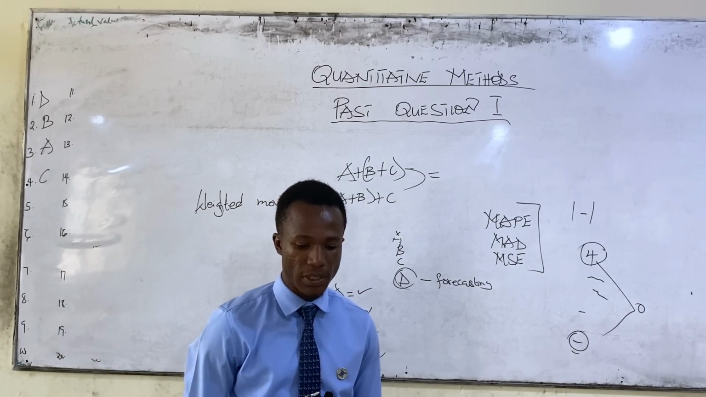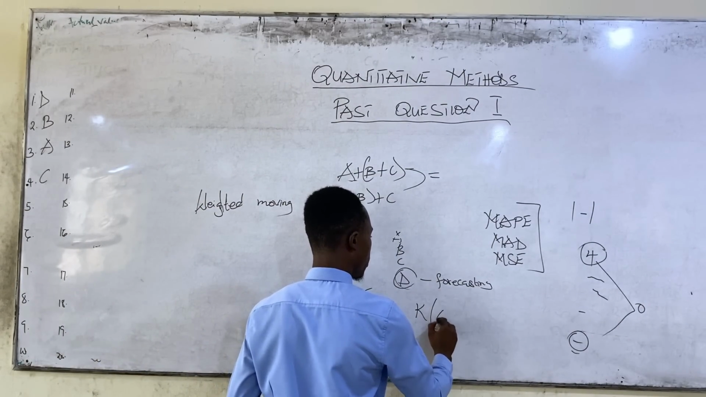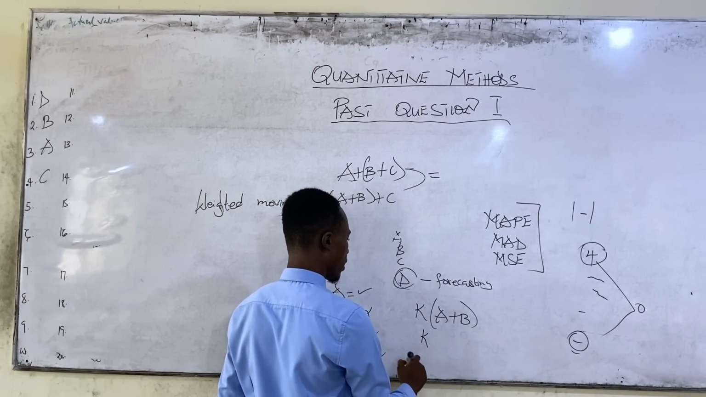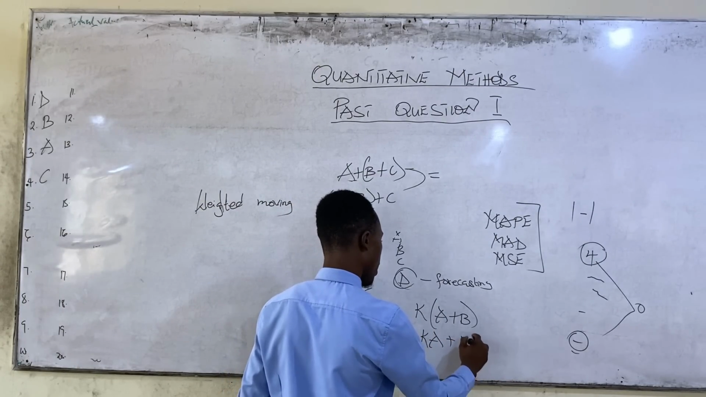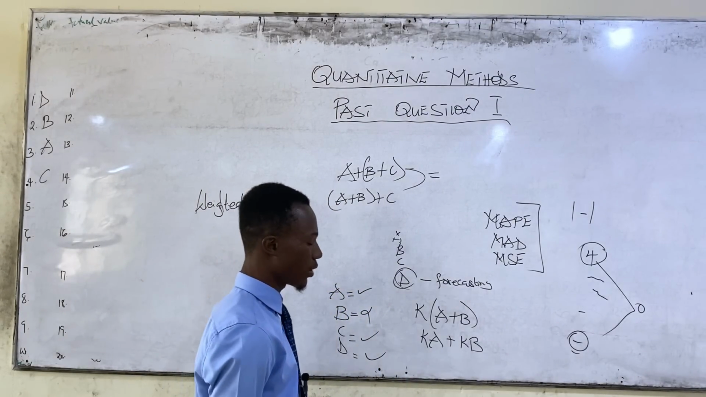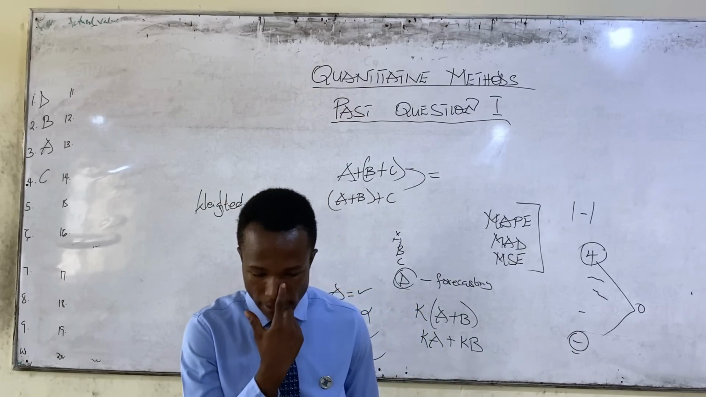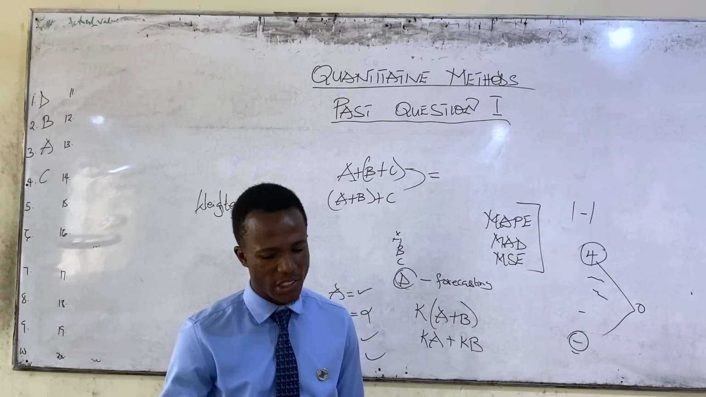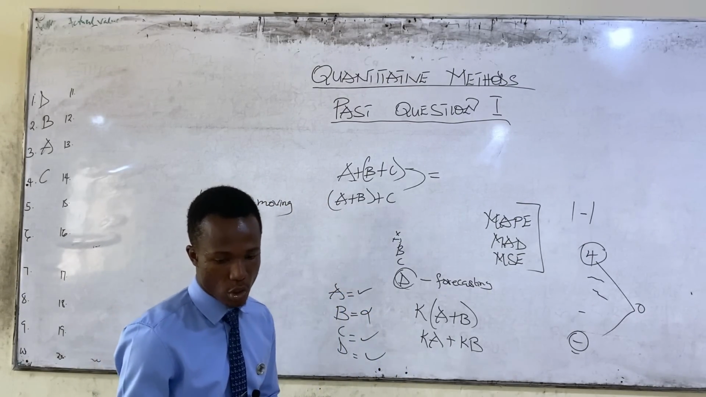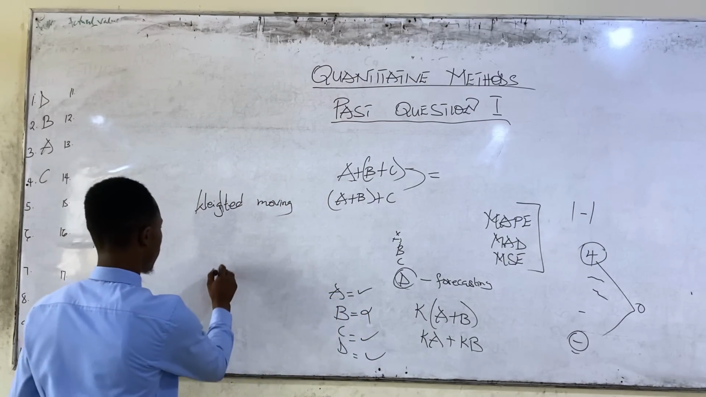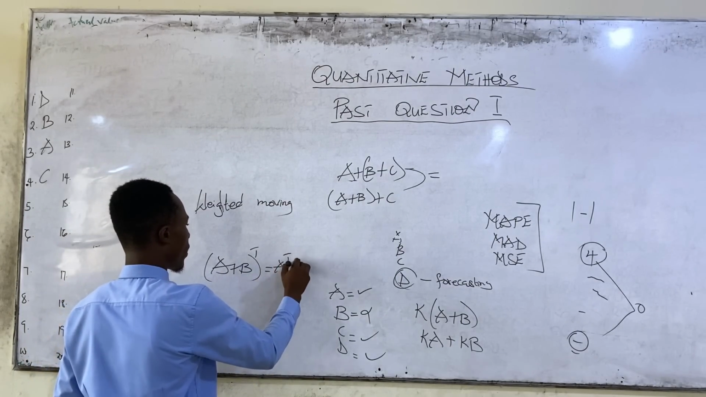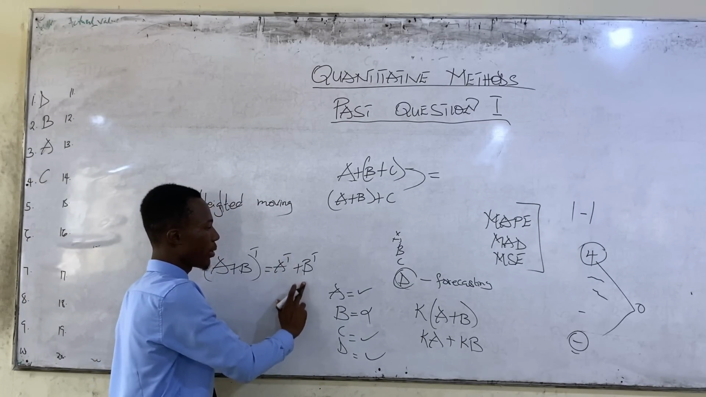Then let's look at option B. If you have a scalar K multiplying A plus B, you are going to get K, the scalar, times A, plus K, the scalar, times B. Yes, and so option B is also correct. Let's look at option C. Option C does not even have K in it, so we can ignore it and move to option D. But option C is also correct, because A plus B exponent T is the same as A exponent T plus B exponent T.